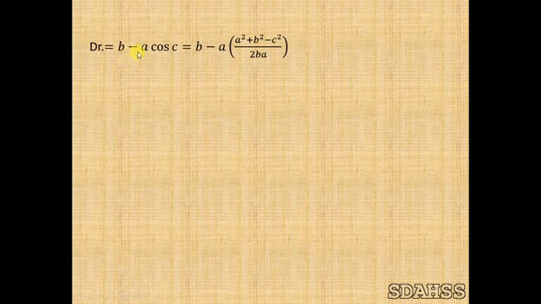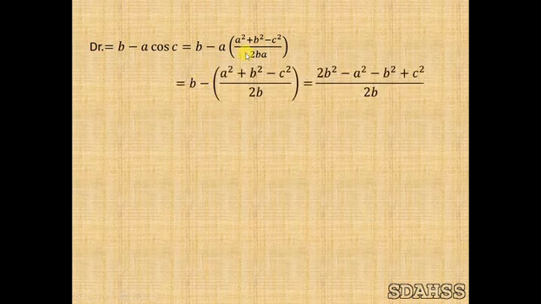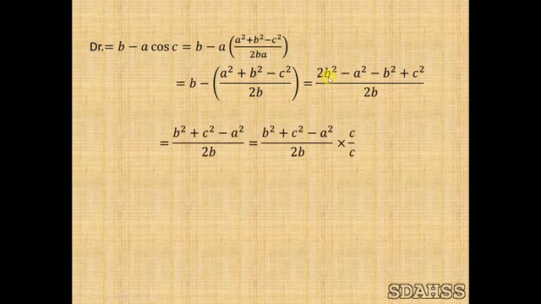Now consider the denominator. The denominator is B minus A cos C, which is equal to B minus A. In the place of cos C, you have to write A square plus B square minus C square divided by 2AB. Apply the cosine formula, which is equal to B minus A cancel. Remaining you have A square plus B square minus C square divided by 2B is equal to, take down the LCM. The LCM is 2B, then cross multiply. So you have 2B square minus A square minus B square plus C square, equal to 2B square minus B square plus C square minus A square by 2B.